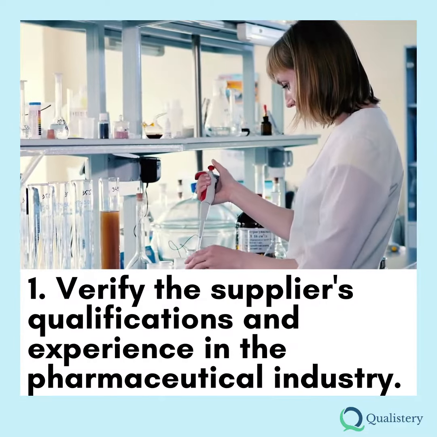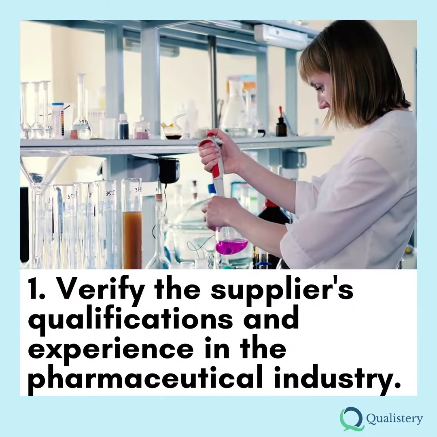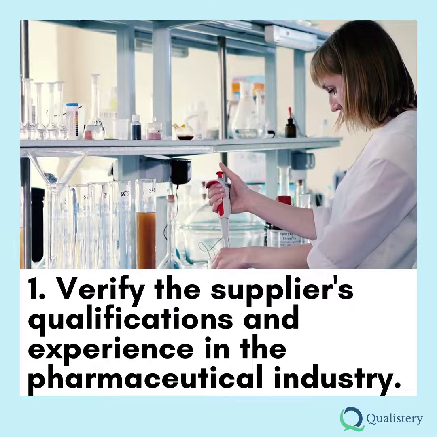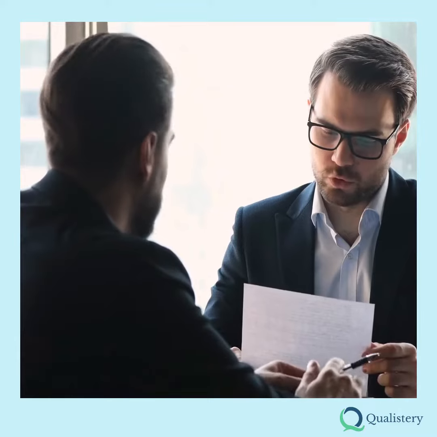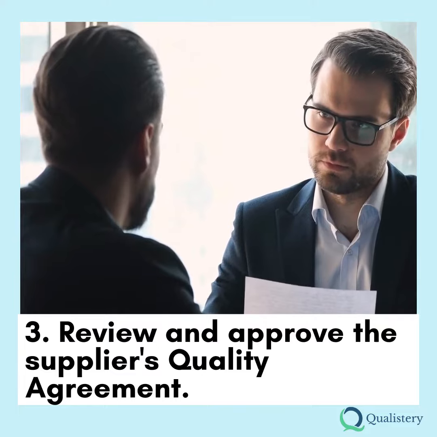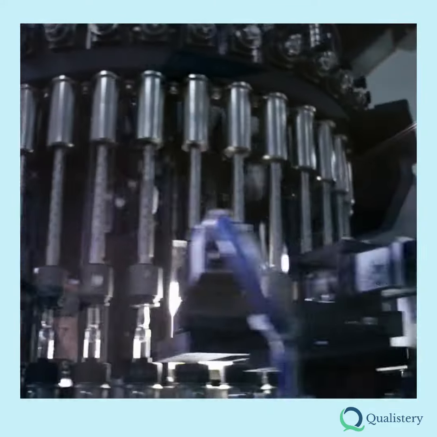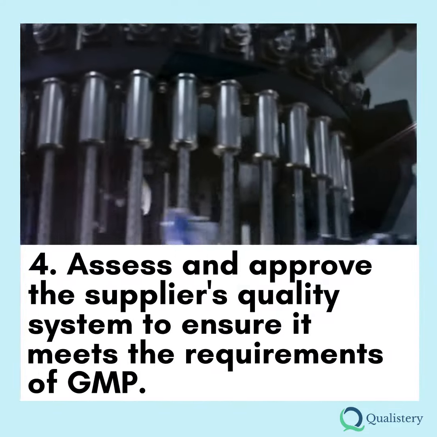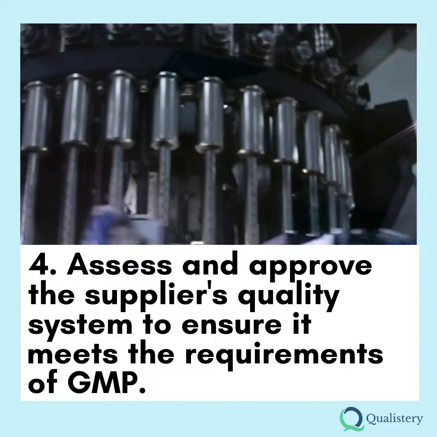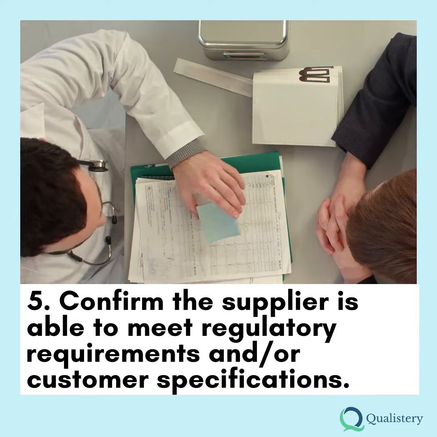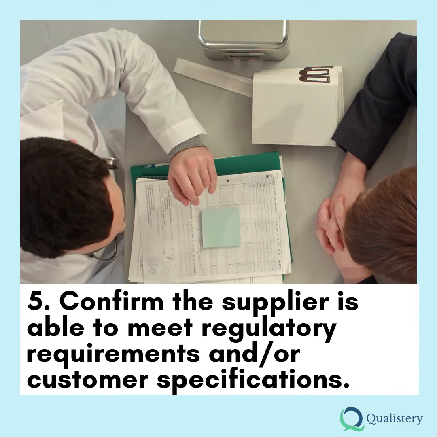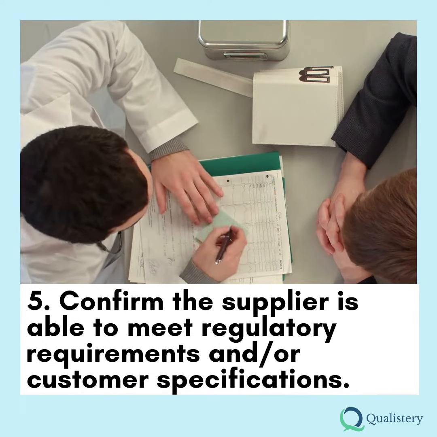1. Verify the supplier's qualifications and experience in the pharmaceutical industry. 2. Perform a risk assessment of the supplier. 3. Review and approve the supplier's quality agreement. 4. Assess and approve the supplier's quality system to ensure it meets the requirements of GMP. 5. Confirm the supplier is able to meet regulatory requirements and/or customer specifications.